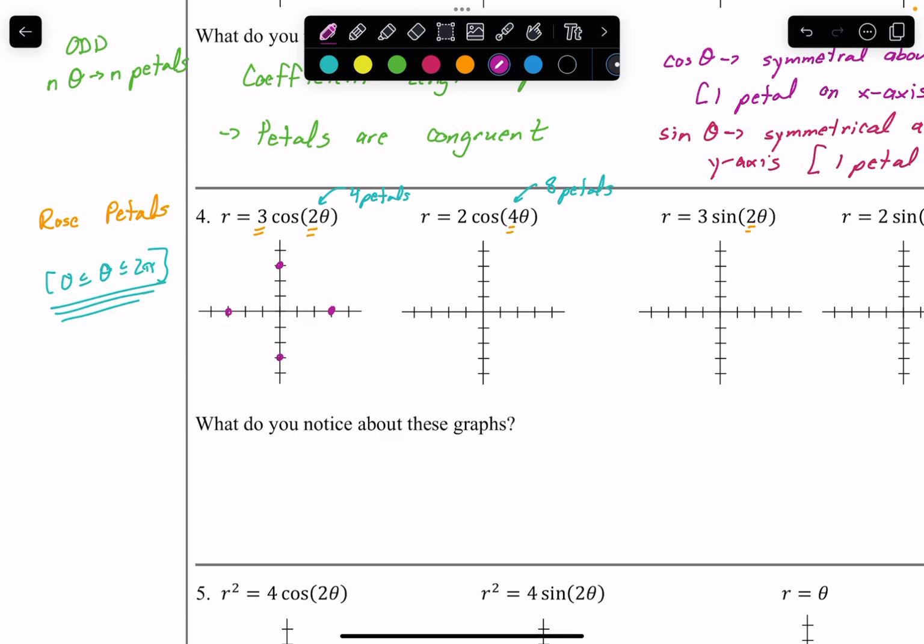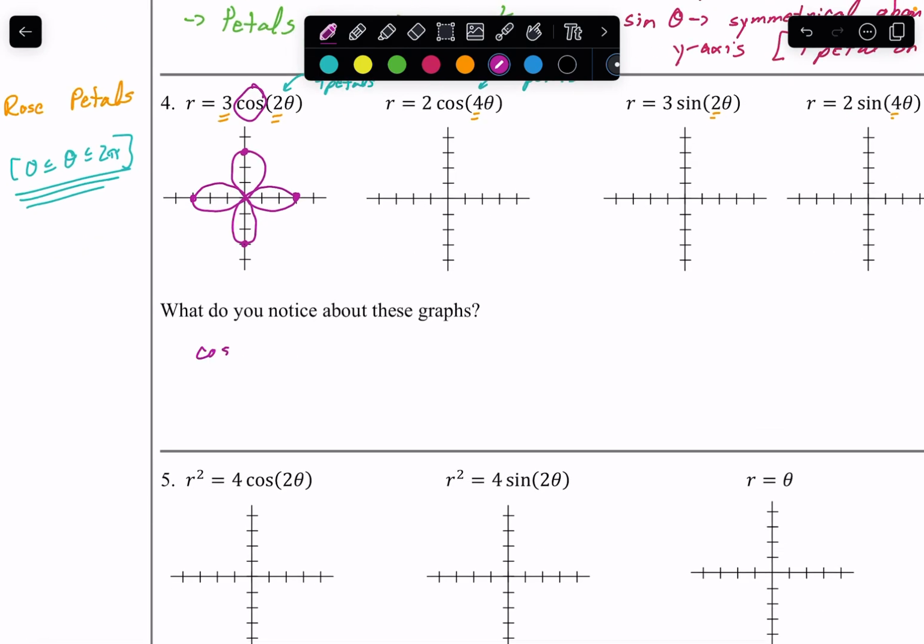So it started off here, went through the origin, came back, went out, again went through the origin. Not bad. There is your 4-petal rose. Now notice that there is symmetry. So I have symmetry around the x-axis. I also have symmetry about the y-axis, but the symmetry about the x-axis is my concern because of cosine. So let's go ahead and note that. All right, cosine. Okay, symmetry about x-axis.